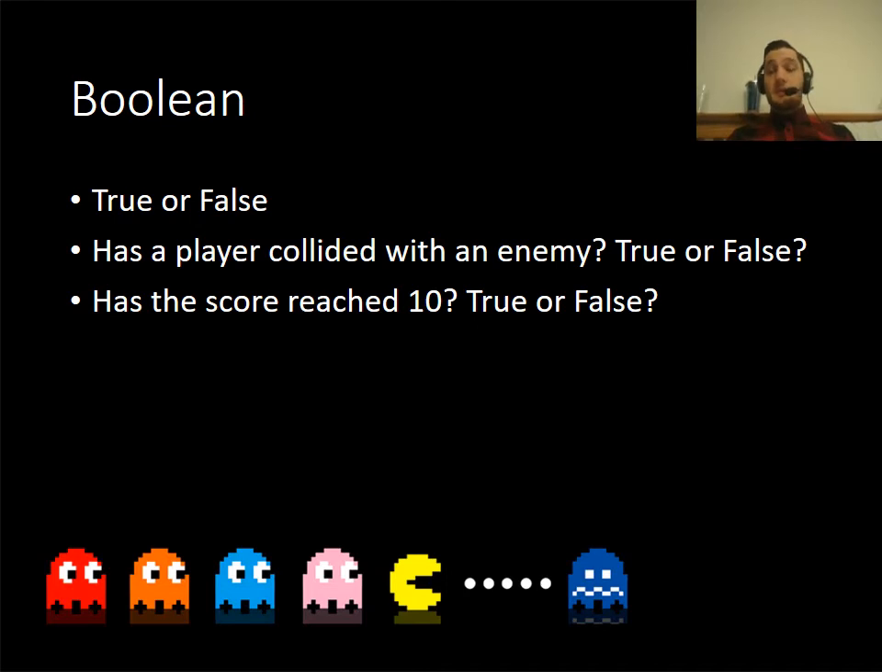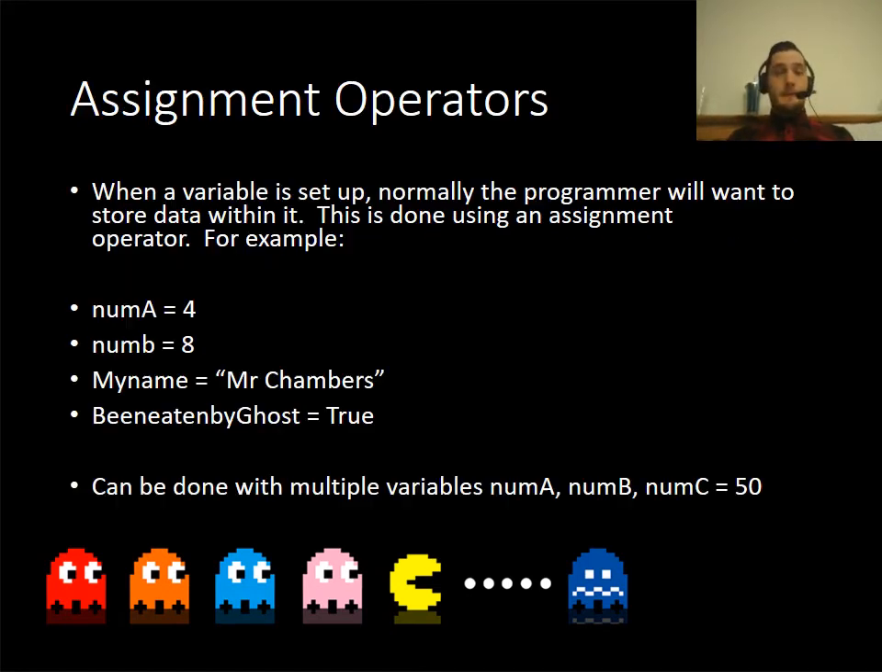We also have Boolean, so if you want to make something true or false when you have two outcomes, you might use this in a while loop when the score has reached 10. Here's an example of the assignment operator being used. You could say that number A is equal to 4, number B is equal to 8. You can see here that when I have a string, I put speech marks around the text. Here's an example of true being used. So you could say if something is true or false, but notice the assignment there. And you can do this for multiple variables by separating them with a comma. So if I wanted to allocate the number 50 to all of these, I could just simply do the same.